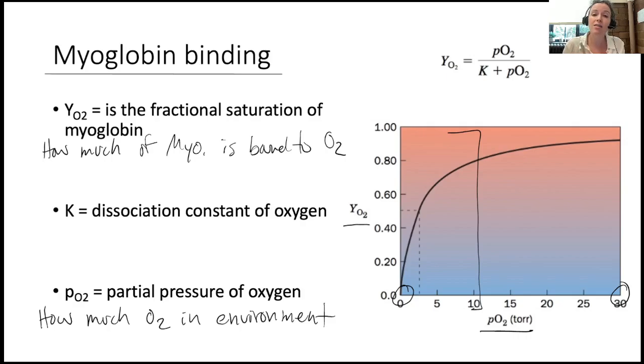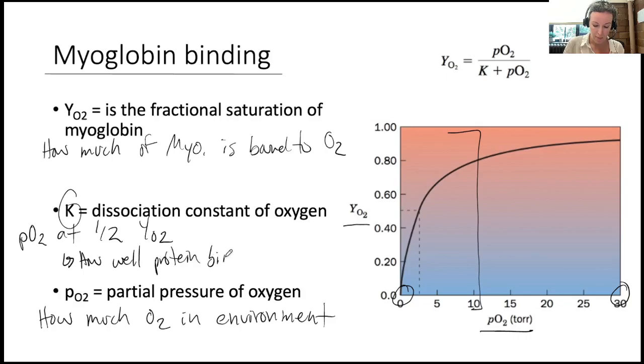But there is a constant that we can use to understand how well these proteins bind oxygen, and it is K, the dissociation constant. So the dissociation constant is the partial pressure of oxygen at 1/2 maximal saturation. And we think of this as how well the protein binds oxygen. And let's see what the K value is for myoglobin.